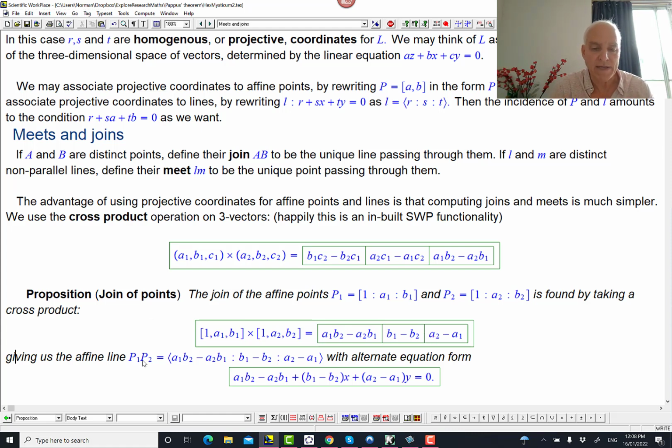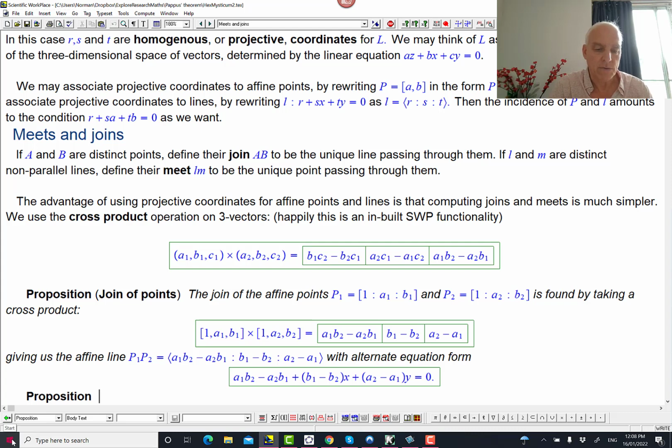So we can write down the affine line in pointy brackets with these 3 entries separated with colons: a1 b2 minus a2 b1 : b1 minus b2 : a2 minus a1. And if we want to write that in the more traditional form as an equation of a line, we write a1 b2 minus a2 b1 plus (b1 minus b2)x plus (a2 minus a1)y. Let me give you an example of that.